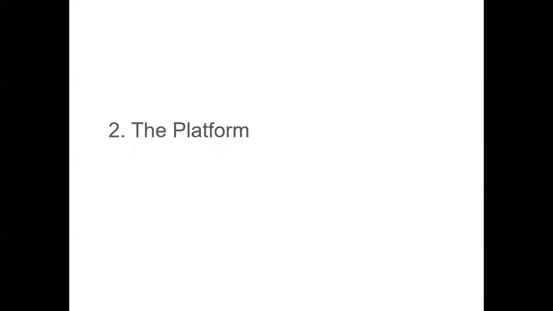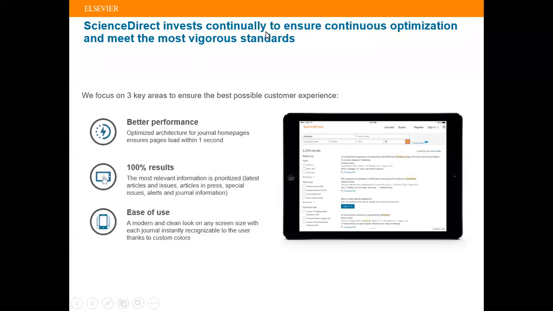Next is the ScienceDirect platform. ScienceDirect invests continually to ensure continuous optimization and meet the most rigorous standards. We focus on three key areas to ensure the best possible customer experience. For better performance, we apply optimized architecture for journal home pages, ensuring pages load within 1 second. The most relevant information is prioritized, and you will find the interface is very user-friendly.